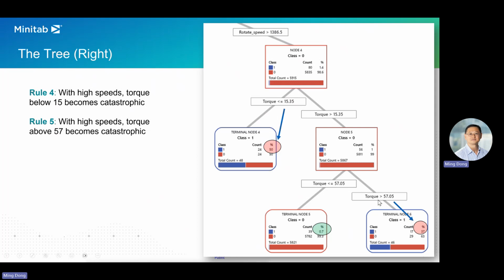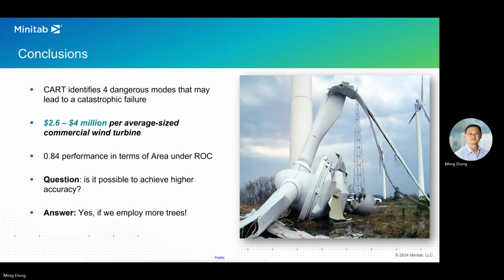If we have high speed and torque is about 57, which is terrible, very, very high, then if you look at the failure rate, 37%, more than 3 times higher. So we learn this from the graph. We can see the conditions, and under which conditions, what the failure chance is. Overall, we have several different dangerous rules we need to be careful about.